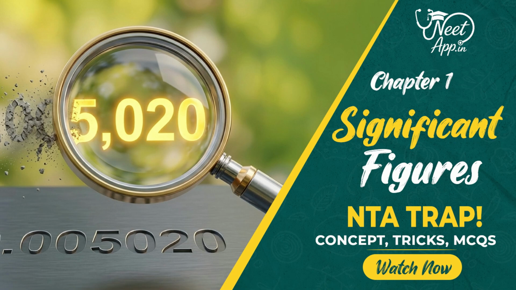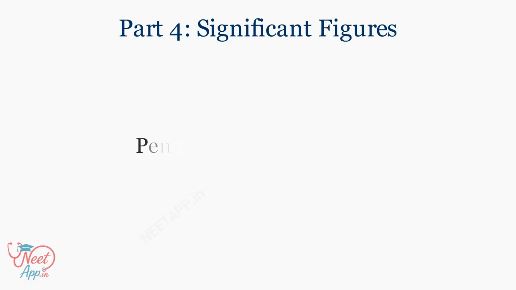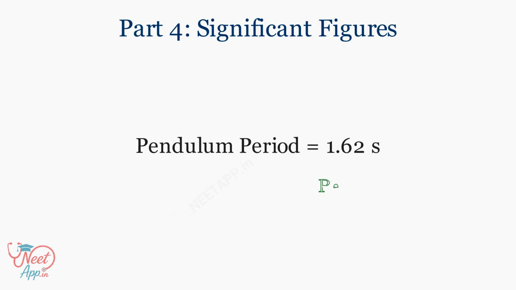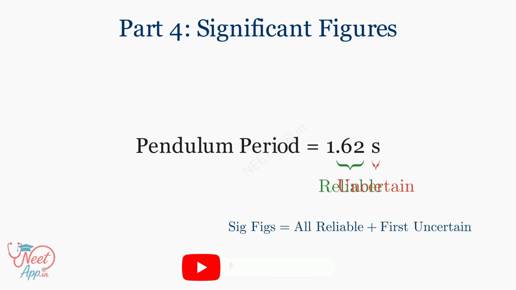Welcome to Concept 4, Significant Figures. In physics, every measurement has a limit. When you measure a pendulum's period as 1.62 seconds, the 1 and the 6 are completely reliable. But that 2 at the end is an uncertain digit, limited by your stopwatch. Significant figures are simply all the reliable digits plus the first uncertain digit.